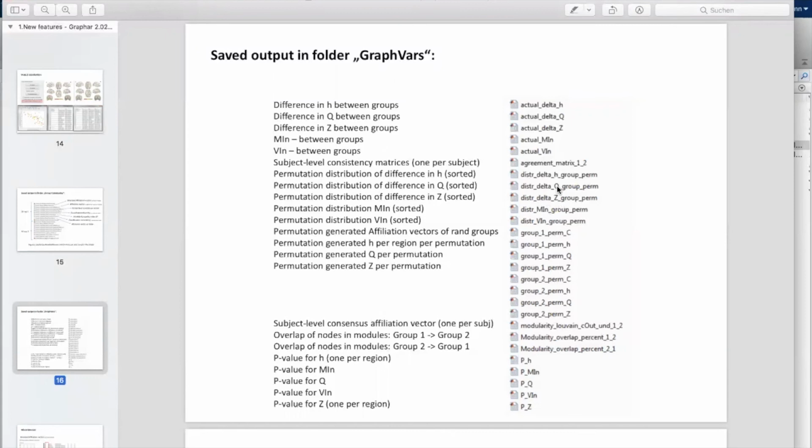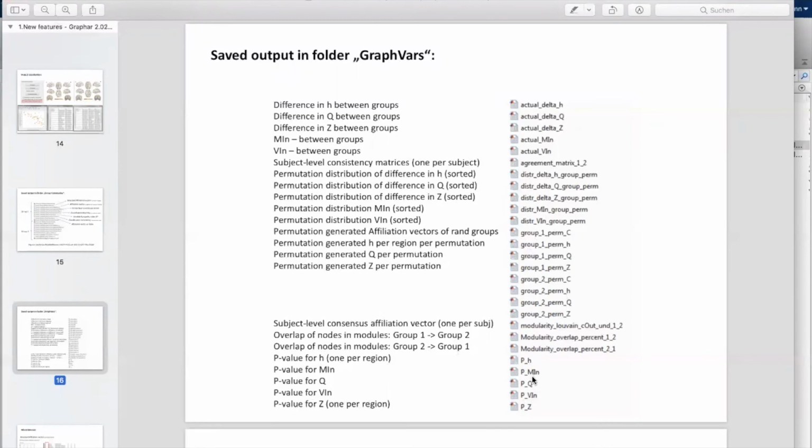And then, as I explained to you previously and also in the videos, we just put this difference value of the true group assignments in the respective distribution of those permuted groups, which you find here, the original permutation. And then based on the percentile position, we can determine the p-value, which you find here at the bottom, for H, one per region, and Z also one per region. And it's just one for the variation information, for the mutual information.